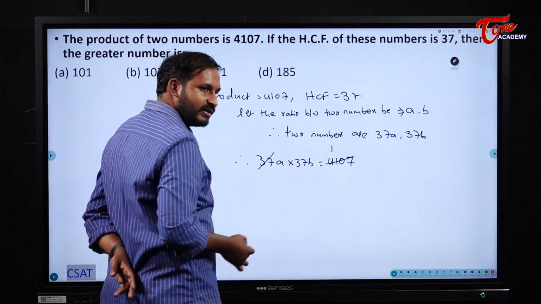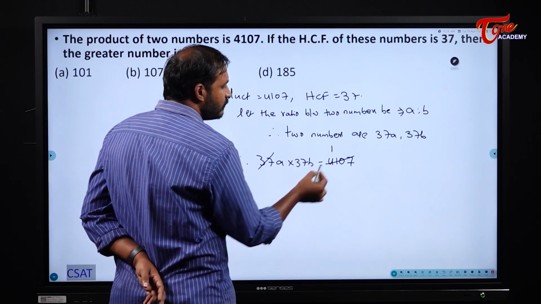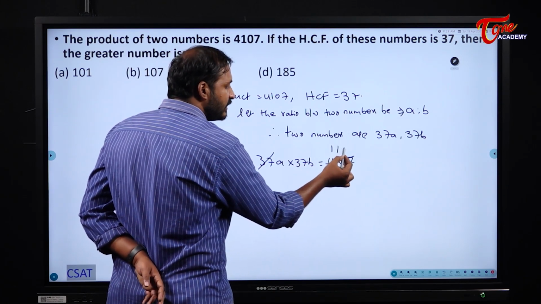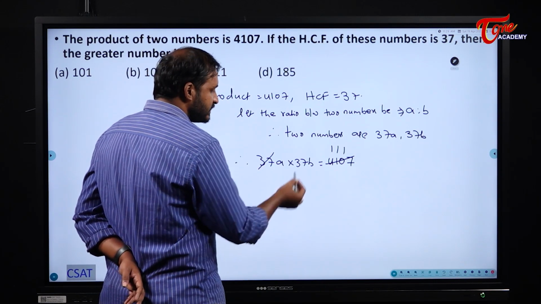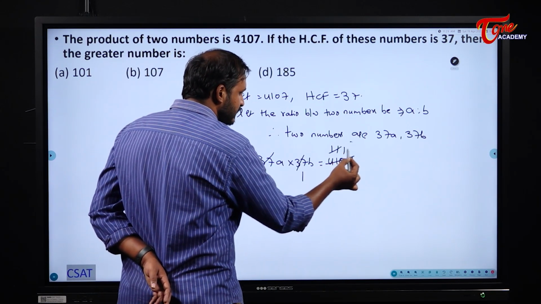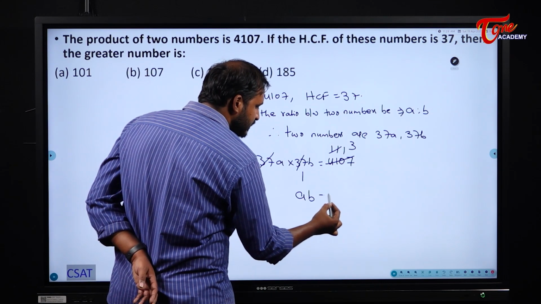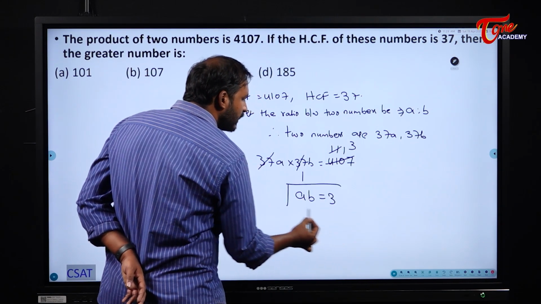37 ones are 37, you will be left with 4107 divided by 37 ones, and you will be left with 3. Am I correct? Next, 37 ones are 37, threes are 111. Now at last what did you get? AB is equal to 3. Sir, now we got AB is equal to 3.